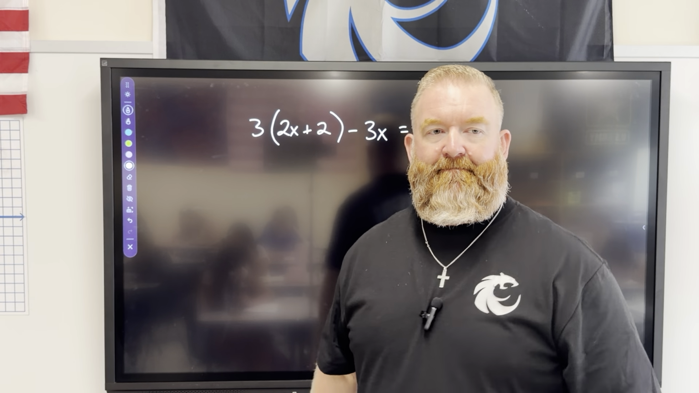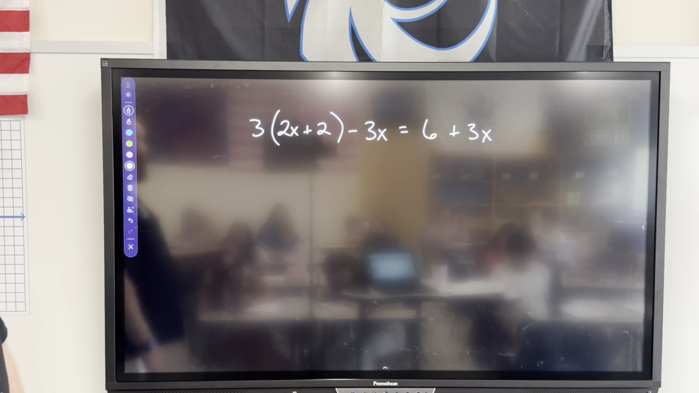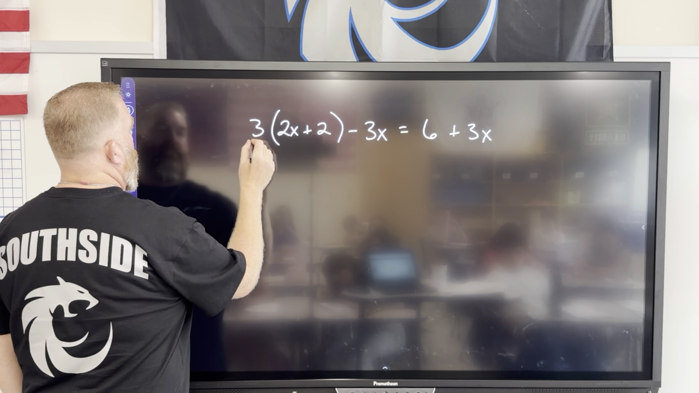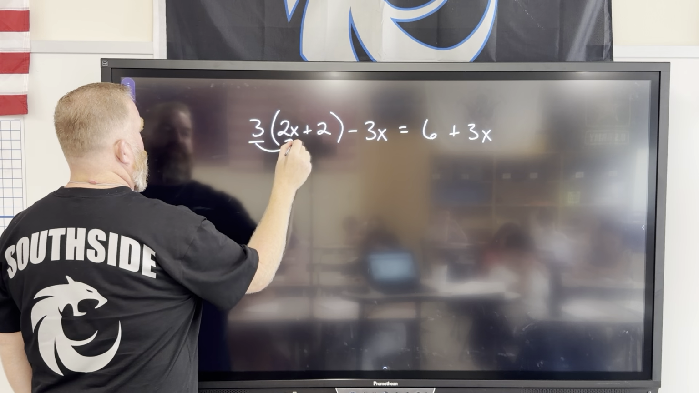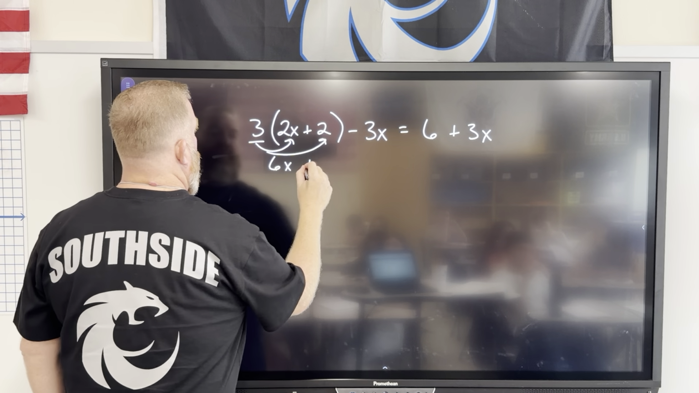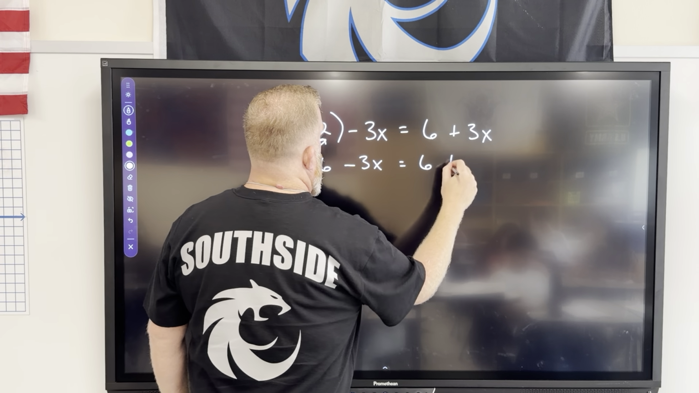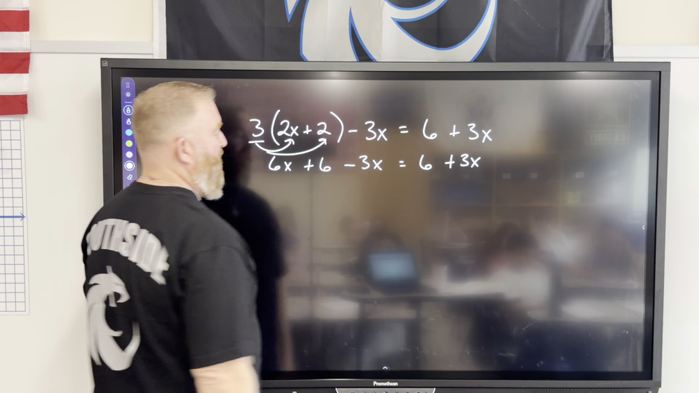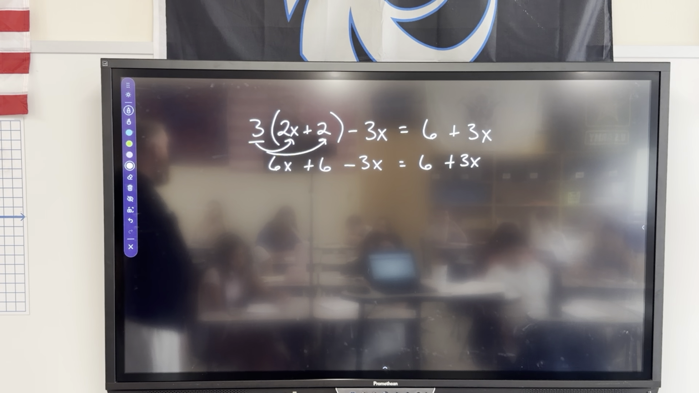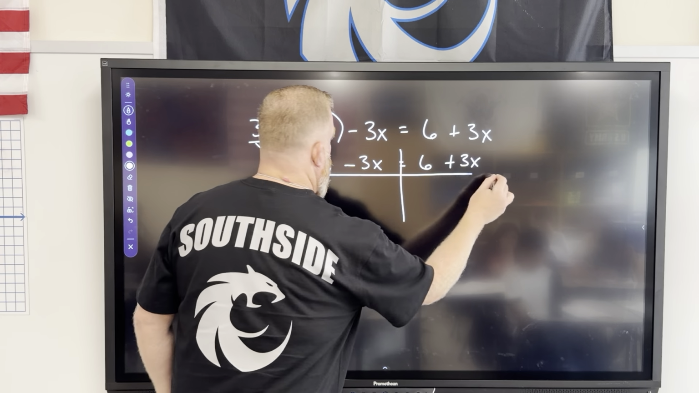And we're back. Okay. Really small commercial break. Okay. Somebody walk me through it. 3 times 2 is 6x. 3 times 2 again, positive 6. So we've got negative 3x equals 6 plus 3x, yes? Do you want to combine like terms or do you want to move stuff around first? Let's move it. All right. Let's move stuff around.